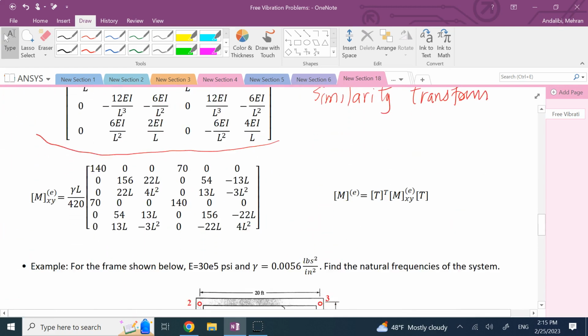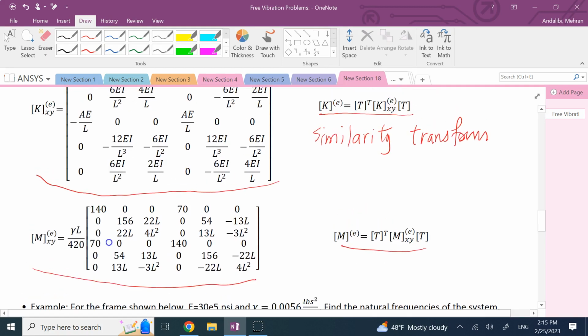So the M matrix here, you can derive it and you can show it's a 6x6 matrix. And you can take this local M matrix back to the global frame using the same transformation that you applied to K, you can apply to M.